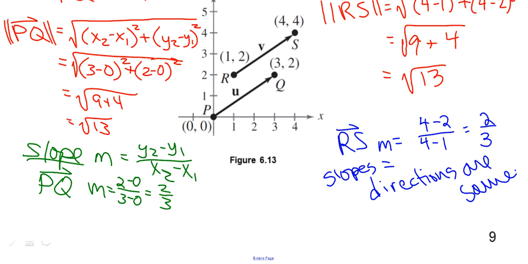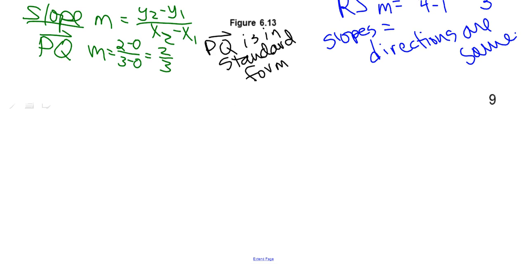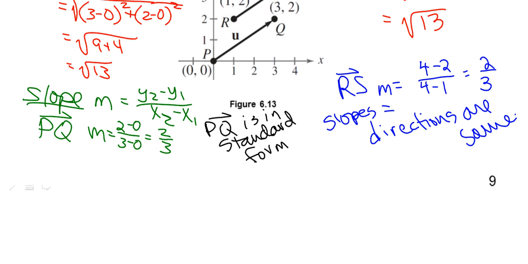So, I want to say that vector PQ is in standard form. Since we have one like that, we might as well say that. It's in standard form, and what that means is it starts at the origin and ends at some coordinate point. Its initial point is at the origin, and that's what makes it be in standard form. The initial point is at the origin, and that is 0, 0.